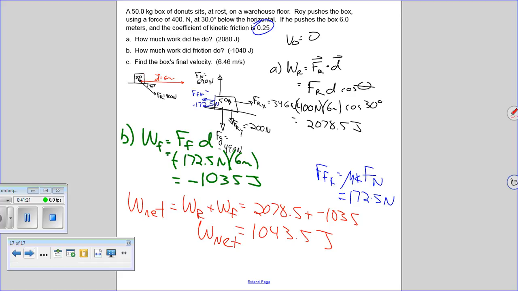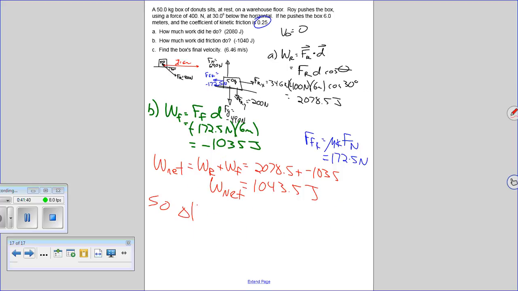All right. Is everybody good with how I found this? All right. Now, what does the net work kinetic energy theorem tell us? That's my change in kinetic energy, right? And what was our initial kinetic energy, you guys? 0. So what's my final kinetic energy? 1043, right? If you start at 0 and then gain 1043, you're going to end at 1043, right?